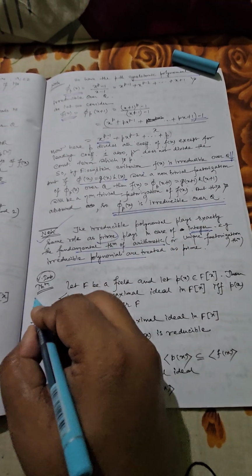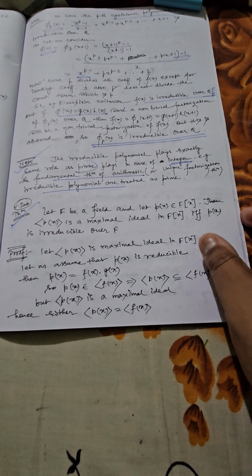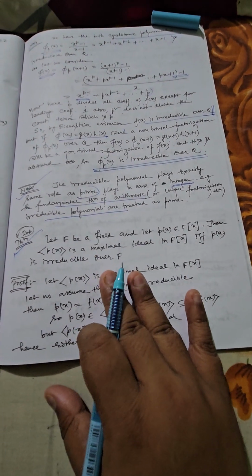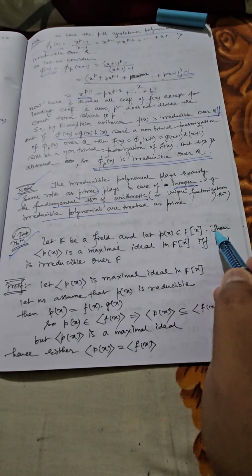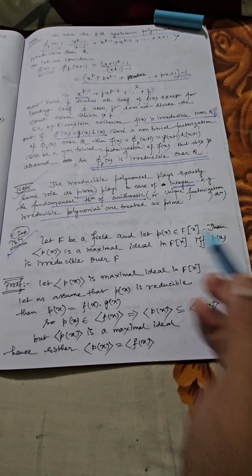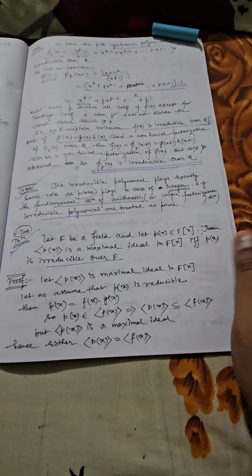Now we have a very important result. That's why I have given the proof of this expression also, and in order to solve different problems, the structure is extremely important. Let F be a field, p(x) belongs to F[x]. Then the ideal generated by p(x) will be maximal in F[x] if and only if p(x) is irreducible over F. This is a very important theorem.